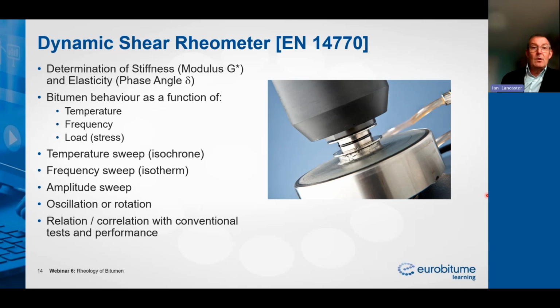There's either what we call a temperature sweep. So we place our bitumen sample in the rheometer. We keep the frequency consistent, and then we change the temperature, and we keep monitoring the complex shear modulus and the phase angle as we change the temperature. It's most common to start from high temperature and then move down to a low temperature. And that temperature sweep, its formal name, and I do have to mention this, I'm afraid, its formal name is an isochrone.